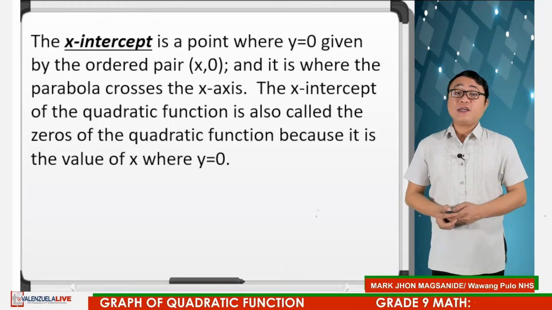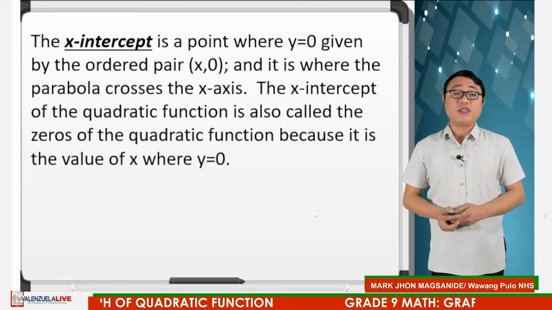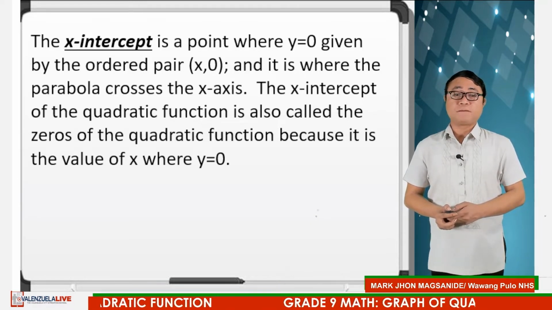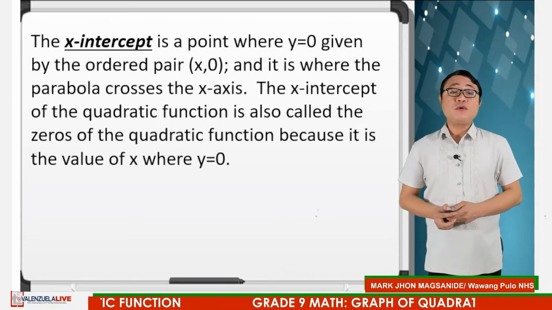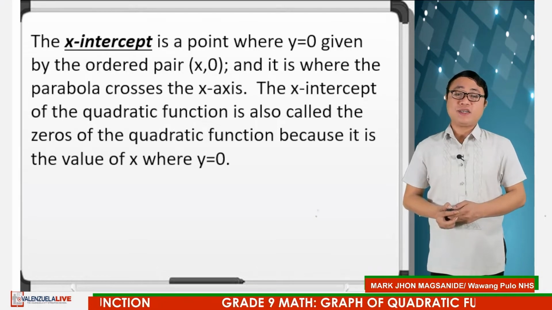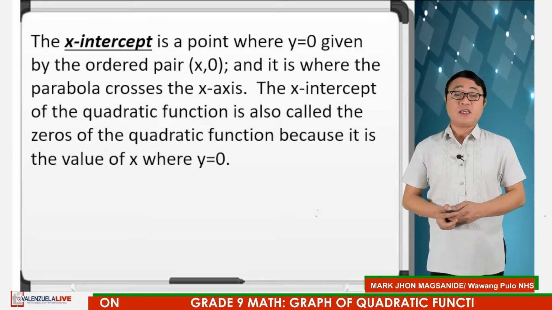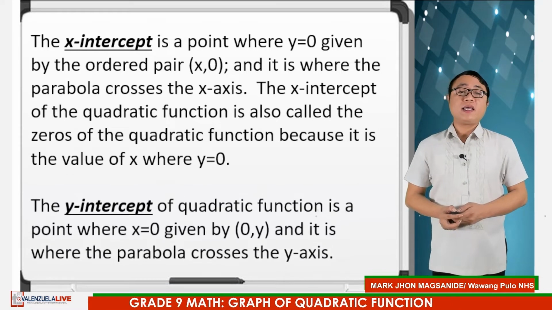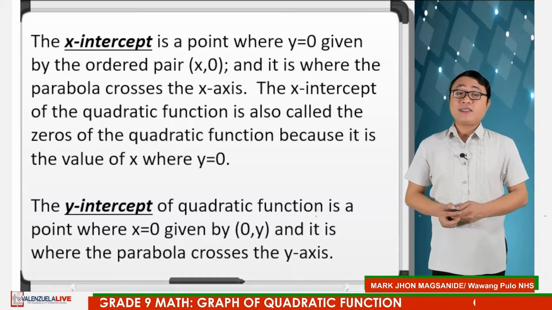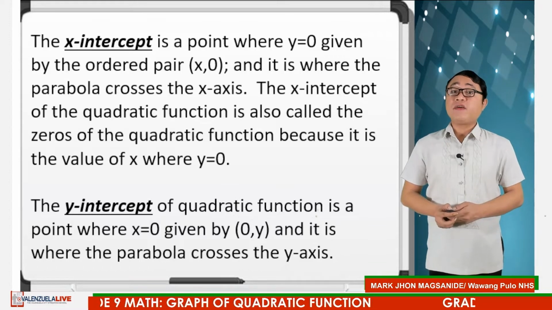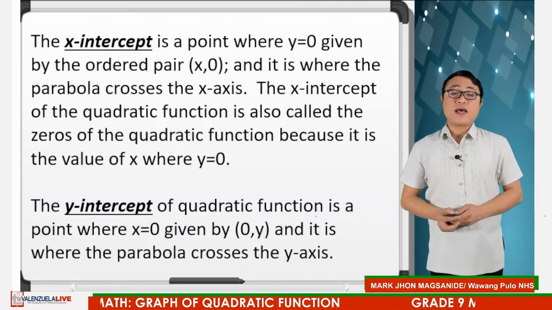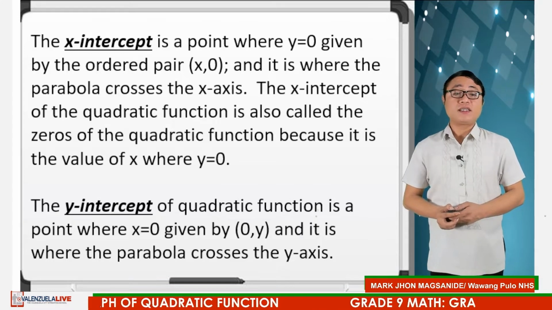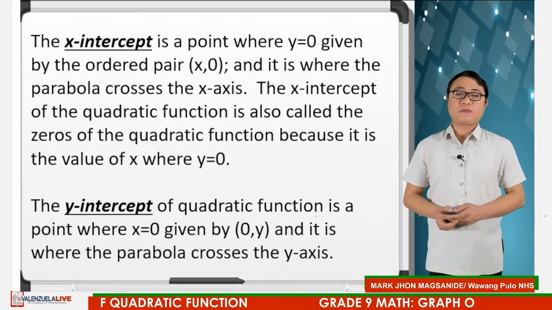The x-intercept of the quadratic function is also called the zeros of the quadratic function because it is the value of x where y is equal to 0, or where the function is equal to 0. The y-intercept, on the other hand, is a point where x is equal to 0, given by (0, y), and it is where the parabola crosses the y-axis.